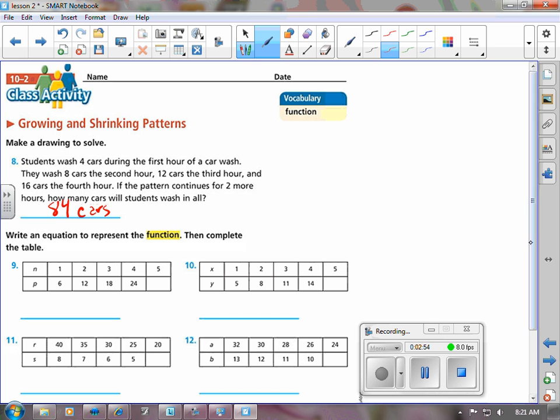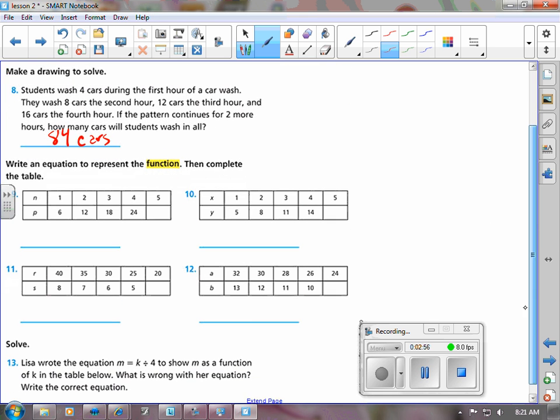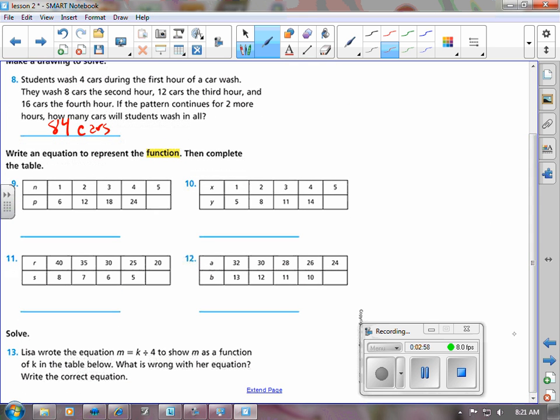Let's go on to these function tables. This is just determining what's the rule. So it says write an equation. When you see that, it's like, what's the rule for this function table? So what do I do to get P? Well, P equals n. It gets bigger, so it's either addition or multiplication, right? And it happens to be multiplication this time because I know 2 times something is 12, 2 times 6. So n times 6, or 6n, okay? That means my last term here is going to be 30 because 5 times 6 is 30.